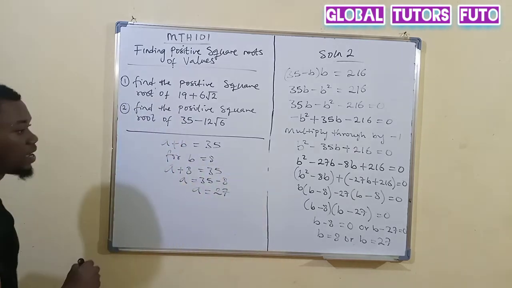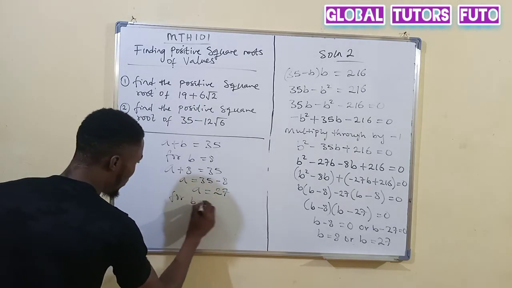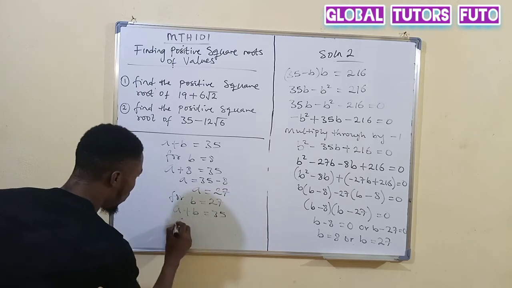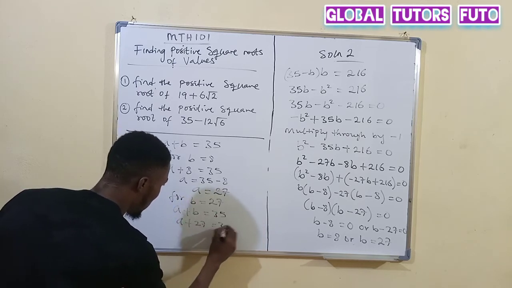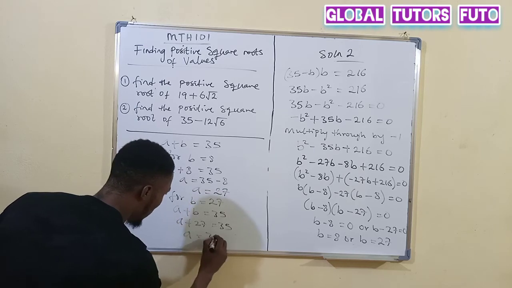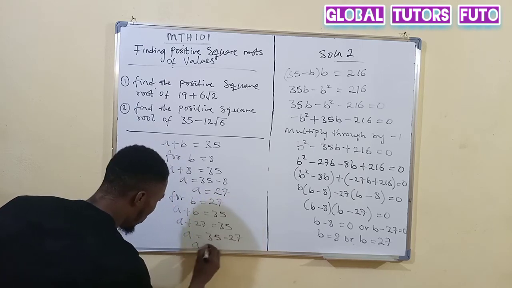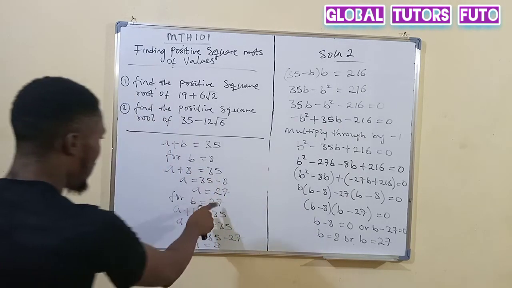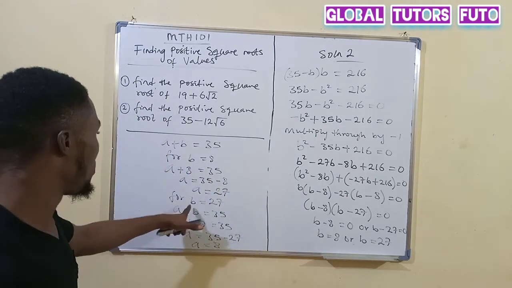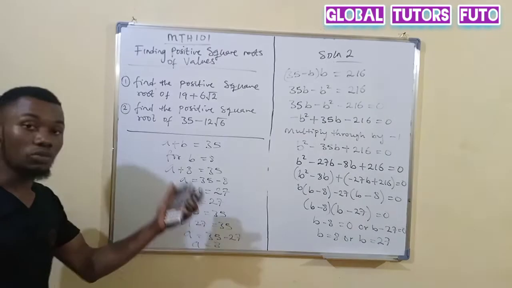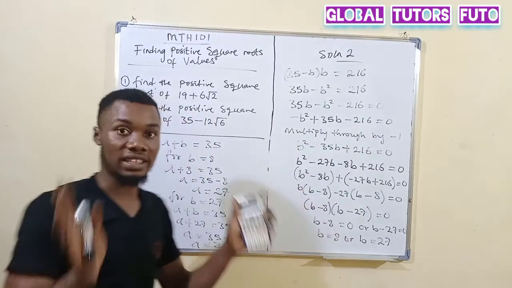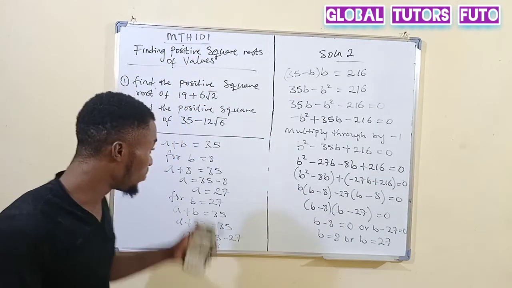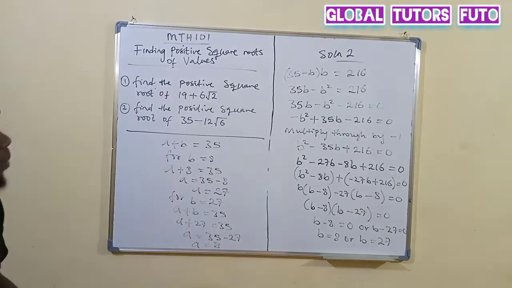So for B equal to 27, we have that A plus B is equal to 35. So A plus 27 is equal to 35. So A will be equal to 35 minus 27. So A will be equal to 8. So as you can see, when B is 8, A is 27, and when B is 27, A is 8. So they are interchangeable, like the other one we did. When this is this one, take the other. Both of them have the same value.